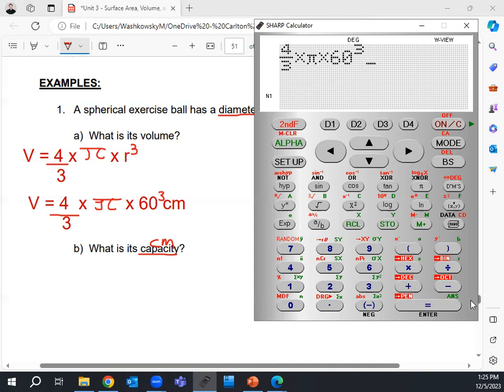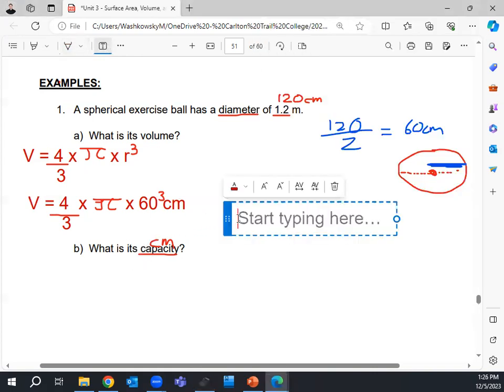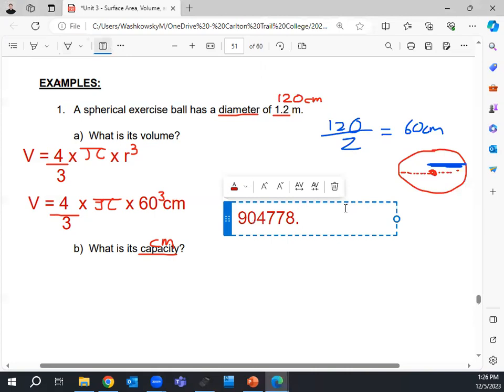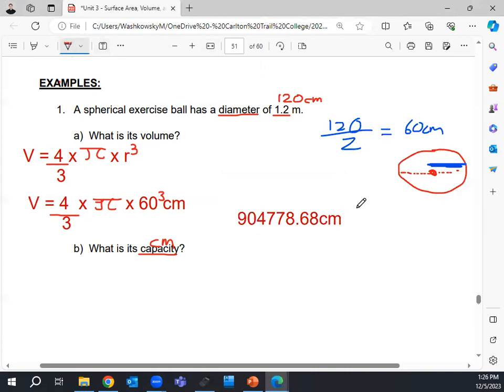Okay, if that's the case, all you now do is press enter, and I can see it's 904,778.68. It's a really big number, and I'm going to explain how that makes sense shortly. So it's 904,778 cubic centimeters. It's a really big ball.